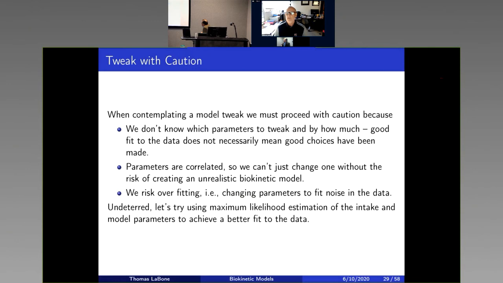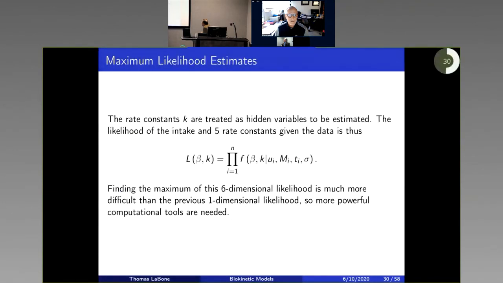So undeterred, of course, I'm always undeterred, let's take a maximum likelihood estimate of the intake and model parameters, because I can do that with maximum likelihood, which is why I went this direction. It's a better fit of the data. And so the rate constants, K, are treated as what are called hidden or latent variables to be estimated. We don't actually observe these. We observe their effects on the ERFs compared to the bioassay data. And so basically we have 6: the intake and then the 5 rate constants that we're going to try to estimate by maximum likelihood.